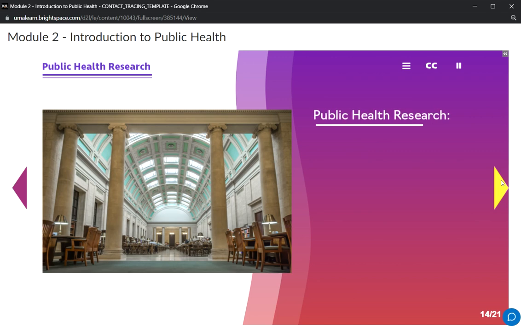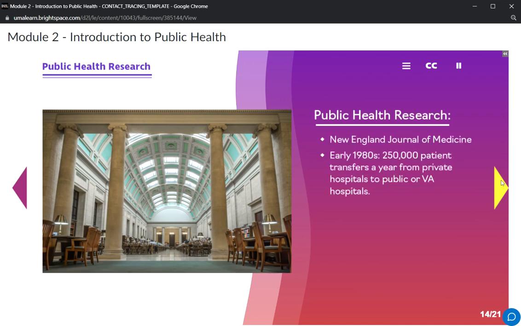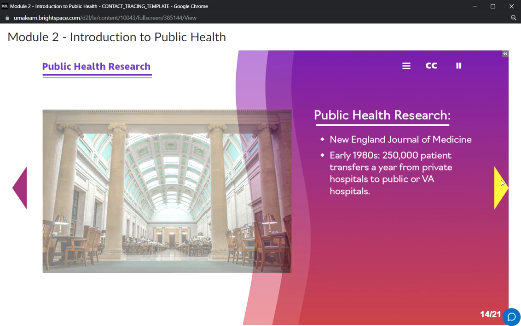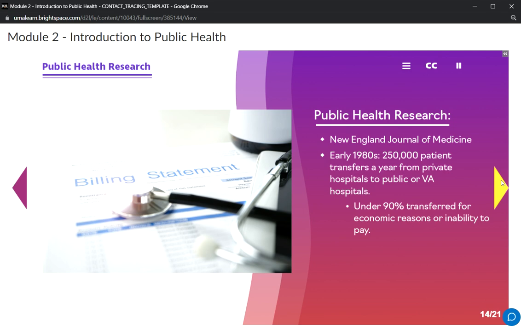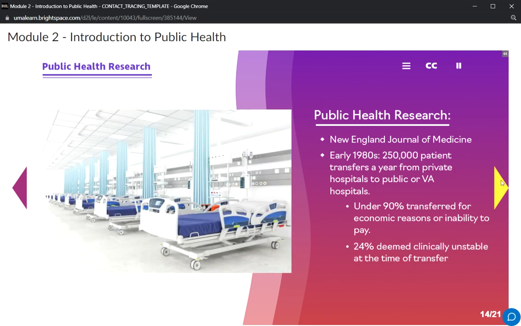A research study published in the New England Journal of Medicine showed that in the early 1980s, there were about 250,000 patient transfers a year from private hospitals to public or Veterans Health Administration hospitals. Just under 90% of the patients studied were transferred for economic reasons or inability to pay, and 24% were deemed clinically unstable at the time of transfer.